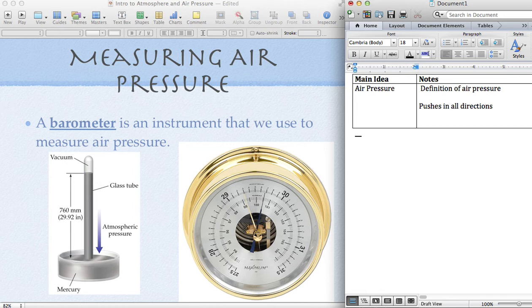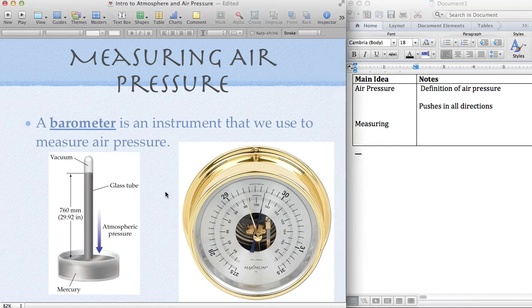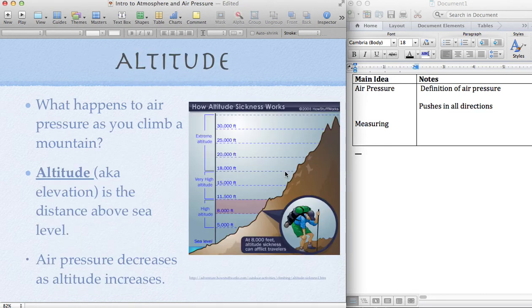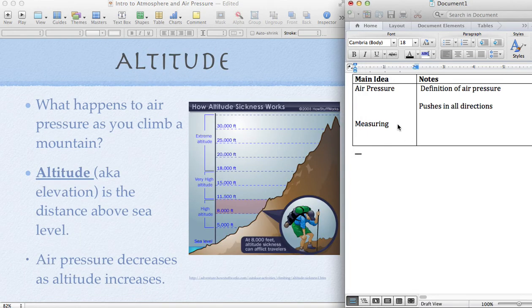As far as measuring air pressure, we use an instrument called a barometer. There are two types. There's a mercury barometer and an aneroid barometer. You don't need to know the difference. They're both barometers. They both measure the exact same thing. They just do it in a slightly different way. It's not important that we know exactly how those work. But let's talk about things that affect air pressure.